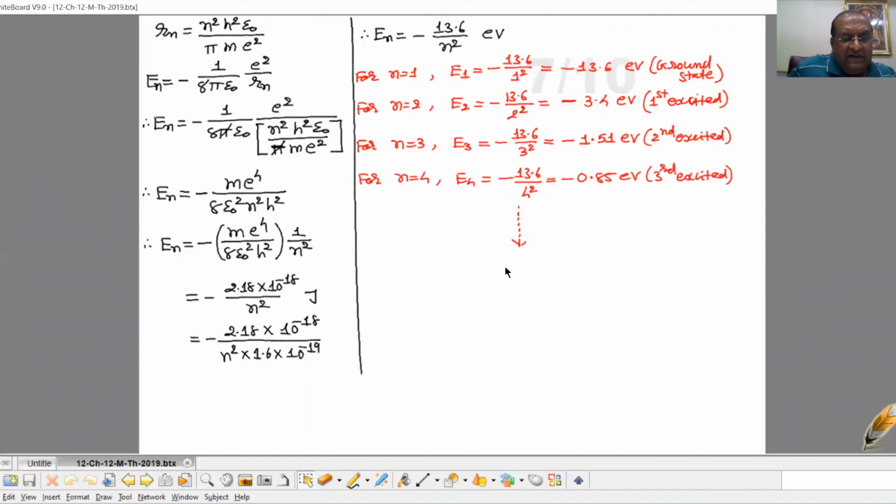Now see in the text on page 427, the energy level diagram that is given to you, which is nothing but the graphical presentation of energies in different states. So minus 13.6 electron volt is the energy in the ground state, that is for n equal to 1.